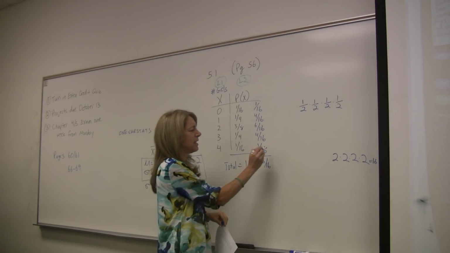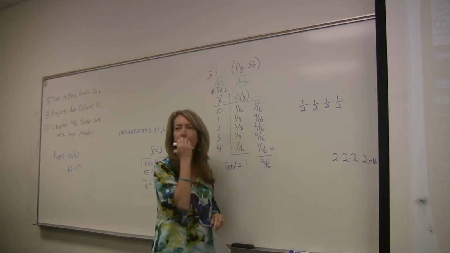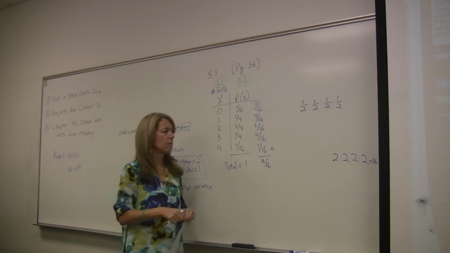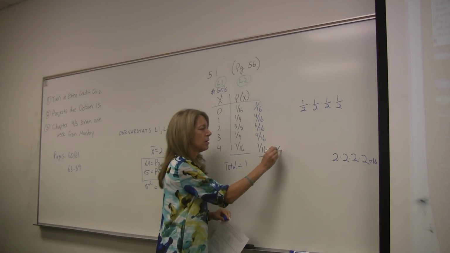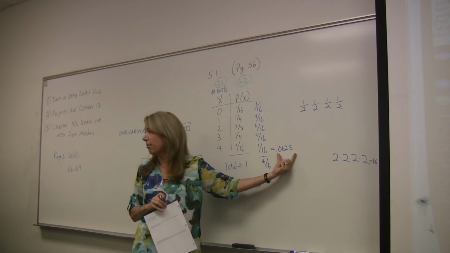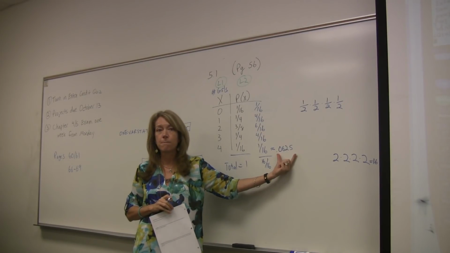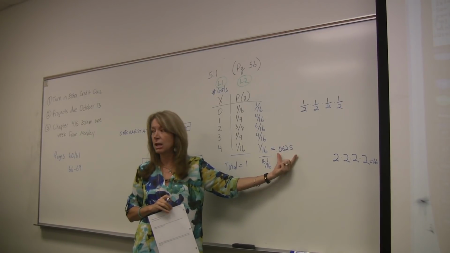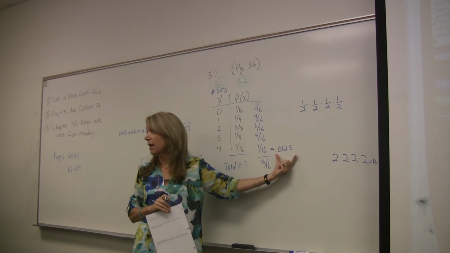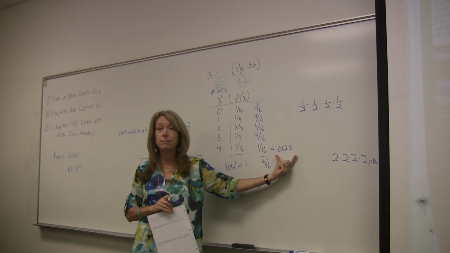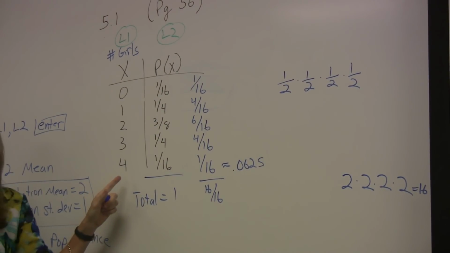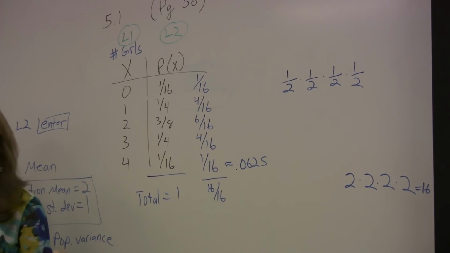And what is 1/16 as a decimal? Can someone divide that for me? 0.0625? Is that an unlikely probability? Definition of unlikely has to be less than 0.05, 5% or 0.05. Is this less than 0.05? No. So that's not unlikely. So it's not unlikely to have 4 girls, which means 4 must not be significantly high.